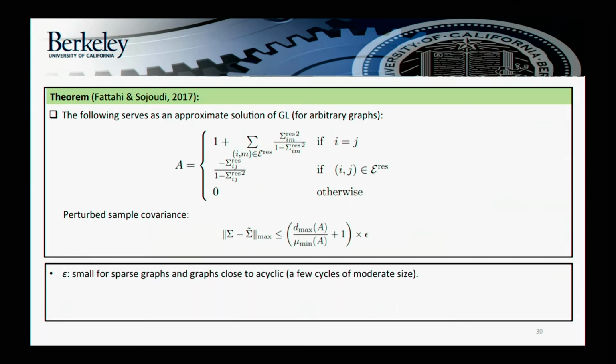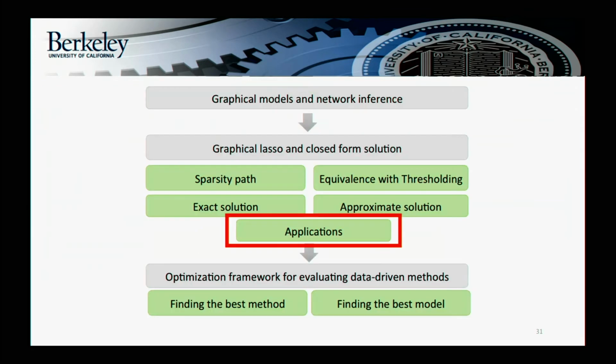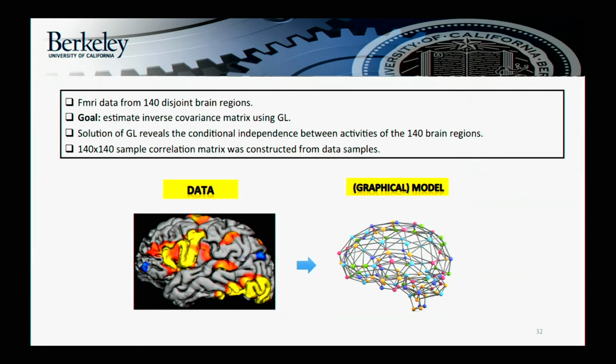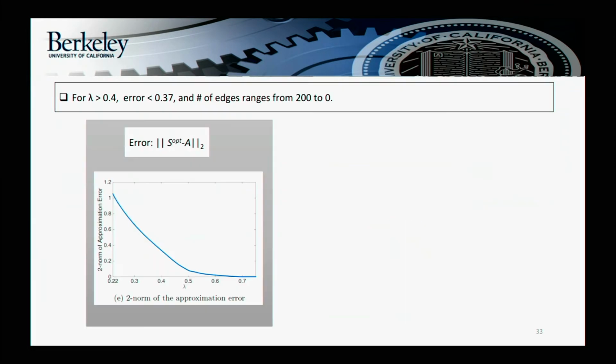So far we talked about the approximate solution and exact solution for arbitrary graphs. Now let's apply these results to some data. The first data set we use is functional MRI data. Here we had 140 different disjoint brain regions. The goal is to estimate the inverse covariance, or sigma inverse, matrix using graphical lasso. We want to first use graphical lasso and solve it to find the graph, and another time we want to just use the approximate, closed form solution that we derived to find the graphical model. Here we formed a 140 by 140 sample correlation matrix and used it to find the graph.